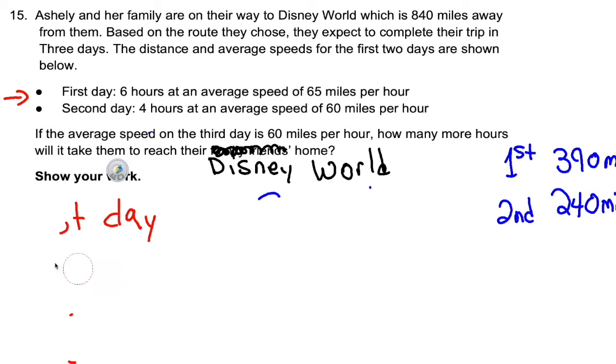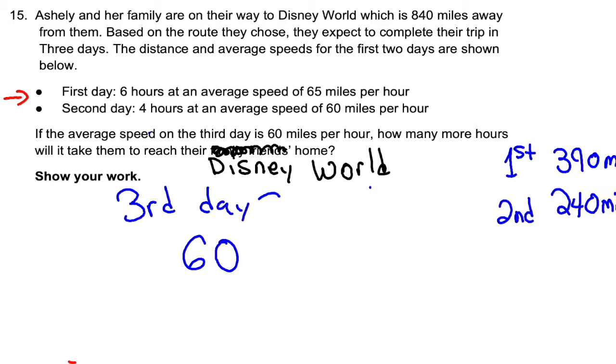Okay. So we need to find the third day. And we don't have all of the information. This is a 2-step problem, right? Or multi-step, it's way more than 2 steps. So we do know for the third day, third day, right? She did 60 miles in 1 hour.